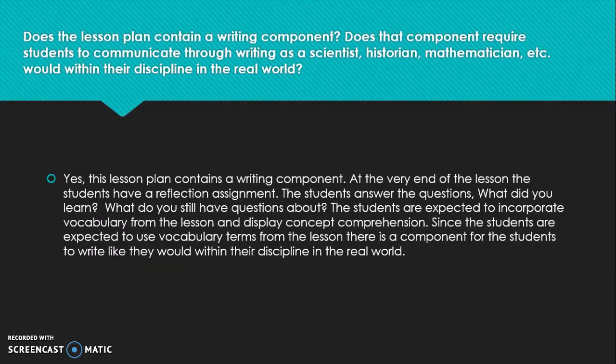Does the lesson plan contain a writing component? Yes, the lesson plan contains a writing component. At the very end of the lesson, the students have a reflection assignment. The students answer the questions, what did you learn, and what do you still have questions about? The students are expected to incorporate vocabulary from the lesson and display concept comprehension. Since the students are expected to use vocabulary terms from the lesson, there's a component for the students to write like they would within their discipline in the real world.